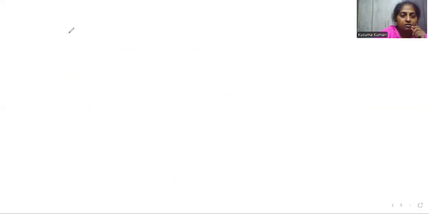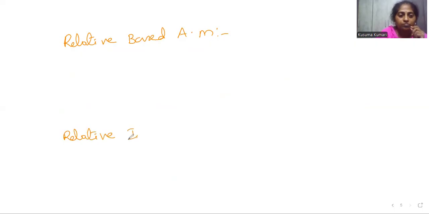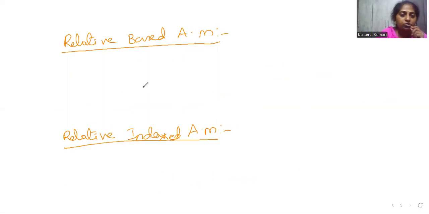Next one is the relative based addressing mode. Next one is the relative indexed addressing mode. These are very simple. Relative based addressing mode is one type. Relative indexed addressing mode is one type.